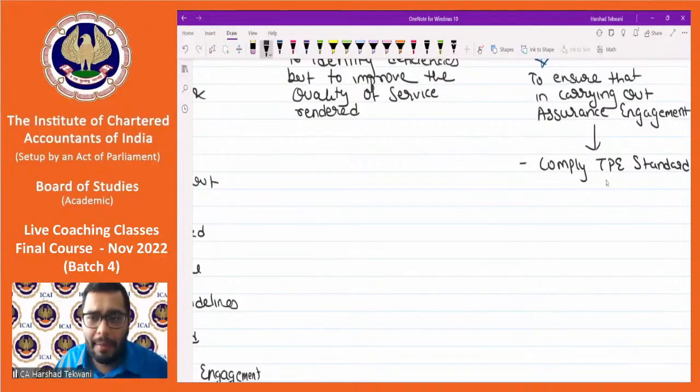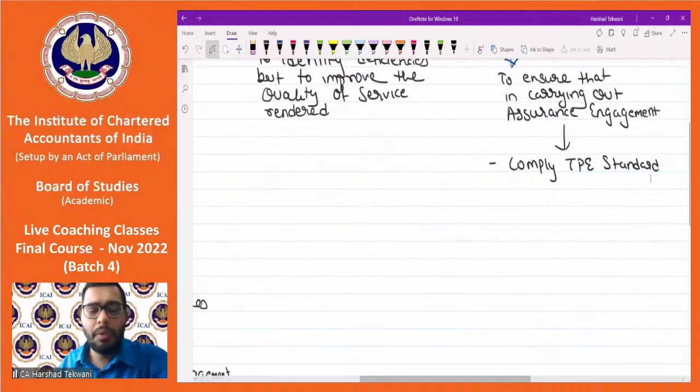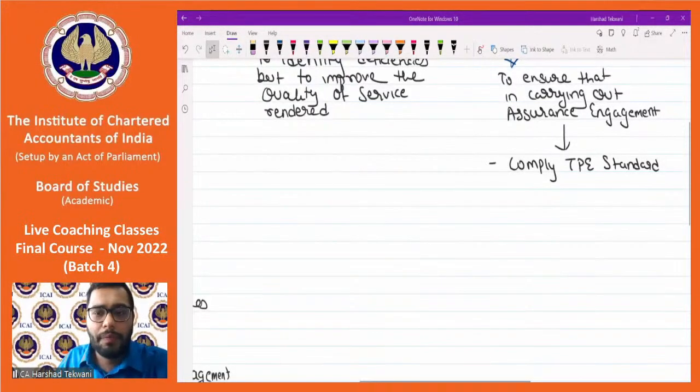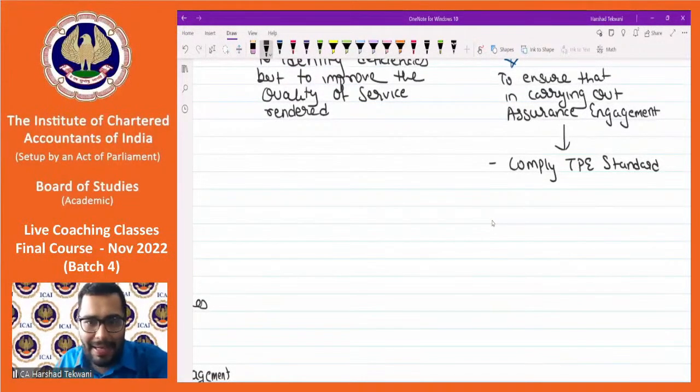But please, in the exam, do not use such acronyms or short forms. Please don't use them. Write the full words or sentences, otherwise it will create confusion for the checker also. So don't use them in the exam. I'm just using it for the purpose of notes. So, to comply with the technical, professional, ethical standards plus other regulatory requirements.